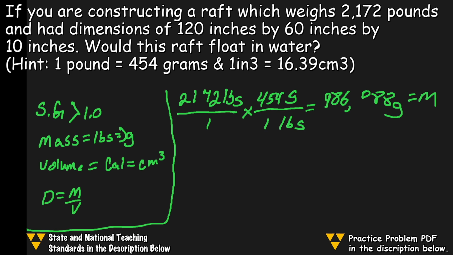Let's do our volume. Okay, so our volume for a raft is length times width times height. We're going to assume this is a rectangular prism raft. Okay, so we're going to say 120 inches times 60 inches times 10 inches.